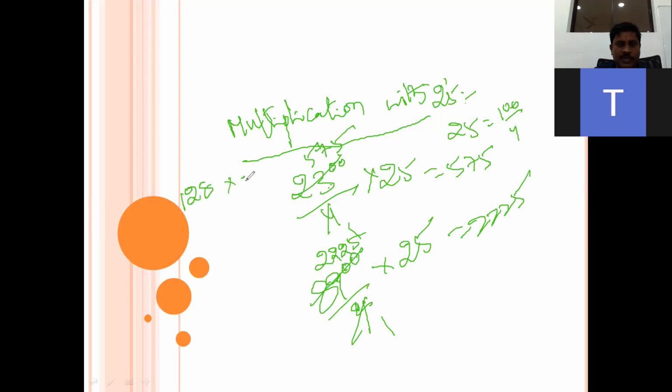128 into 25. We write 2 zeros on the right side of this number, and divide with 4. 4 1 ja, 4 3 ja 12, 4 2 ja 8, 0 0. So this value is 3200. So like this, you multiply any number with 25.